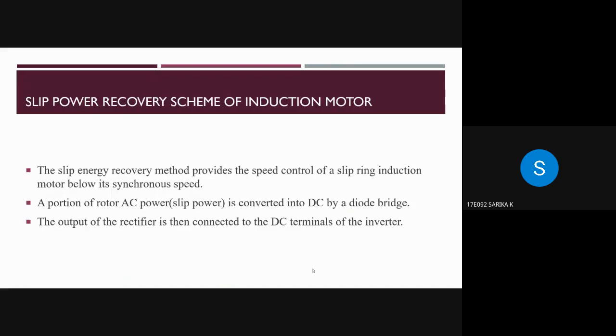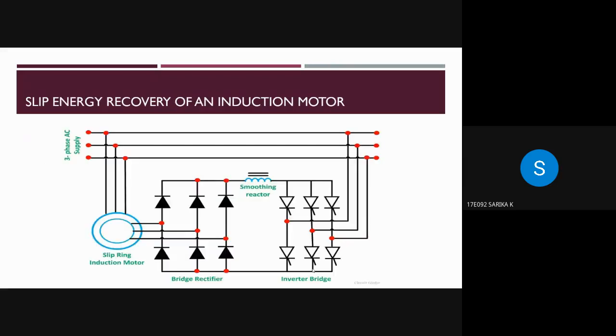The next method is the slip power recovery scheme of induction motor. The slip energy recovery method provides the speed control of a slip ring induction motor below its synchronous speed. A portion of the rotor AC power, that is slip power, is converted into DC by a diode bridge. The output of the rectifier is then connected to the DC terminals of the inverter. This diagram represents the slip energy recovery of the induction motor. Here we have a bridge rectifier, and here we have the inverter bridge.